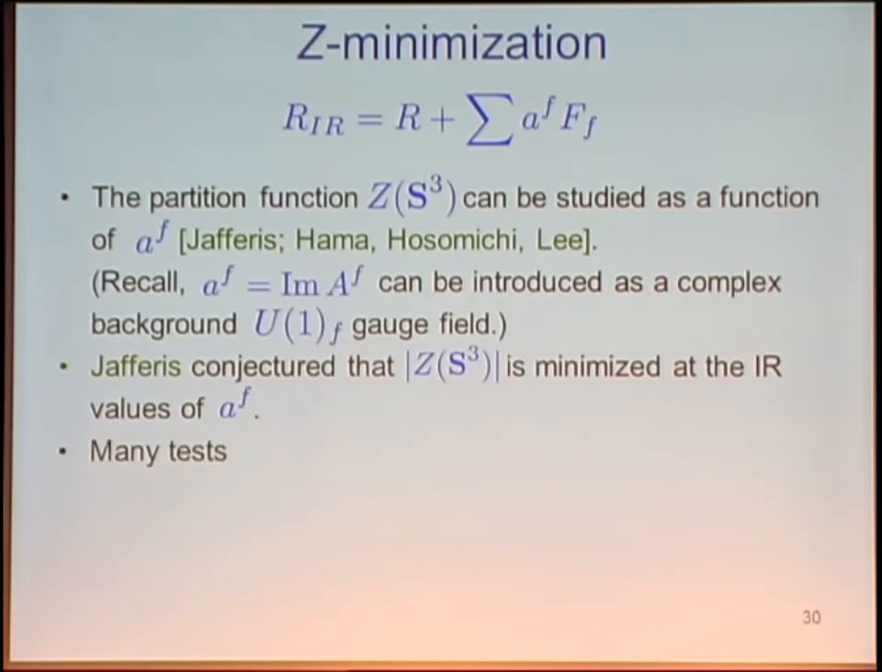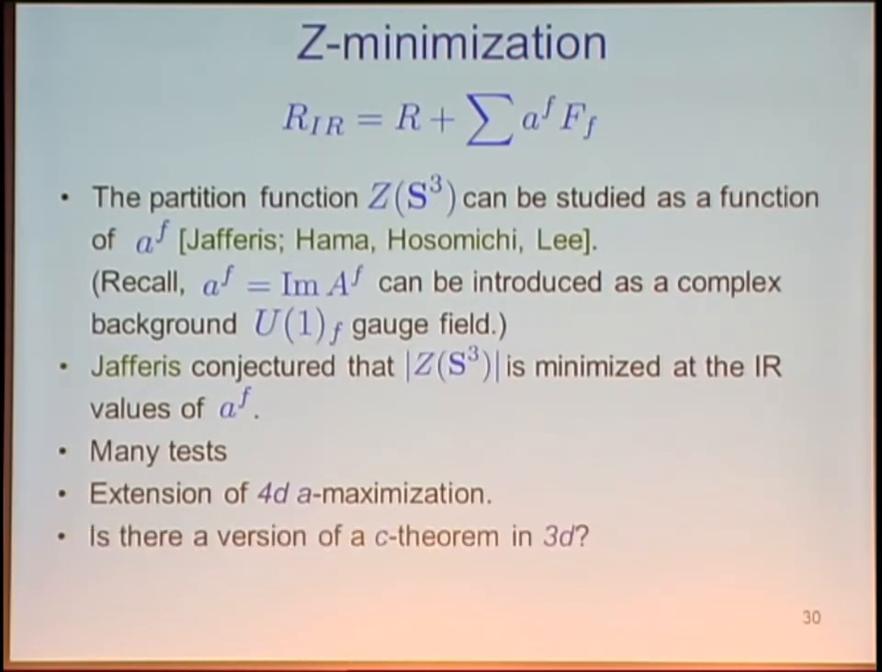And many tests confirm this hypothesis. So this is an extension of the 4-dimensional a-maximization and suggests that there is a version of the C theorem in 3 dimensions, and all we need to do is explore the theory on a sphere. And even if we temporarily forget about unitarity, we mess up with unitarity, we should view that as a calculational trick. We are not really interested in this non-unitary theory on S3, except to learn something about the number of degrees of freedom and so forth. So this still needs to be done.